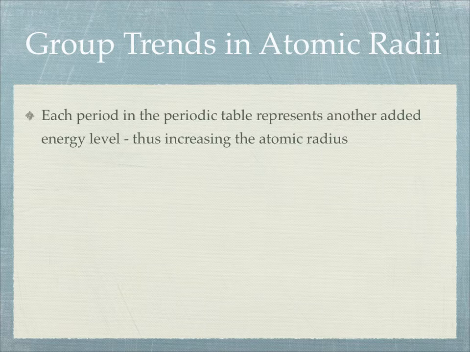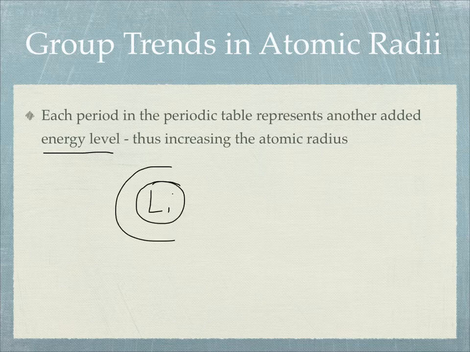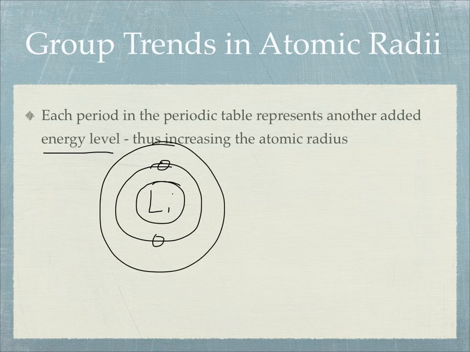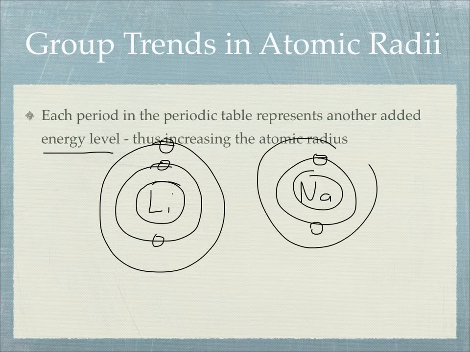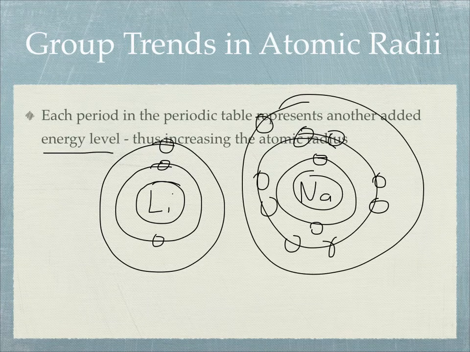All right, each period in the periodic table means we're adding an energy level. So if we're talking about elements as we go down, let's say we're looking at lithium, we've got our nucleus. It's got 2, and then 1 in the next. Well, we already did sodium. Sodium's the next one, so it's got 2 in the first, 8 now in the second, and it now has a third. You'll notice that each time we go down, we are adding a level. That's important because if you're adding levels, what's happening to my size? It's moving out, right? It's getting bigger.